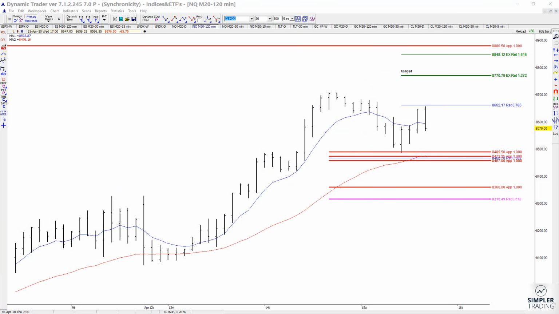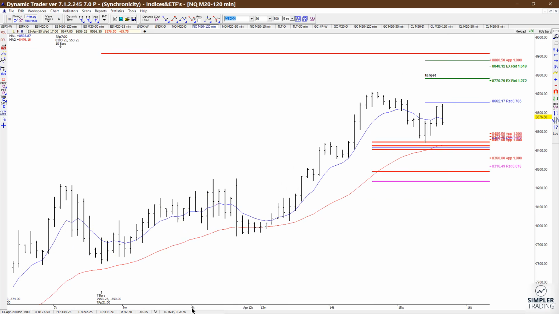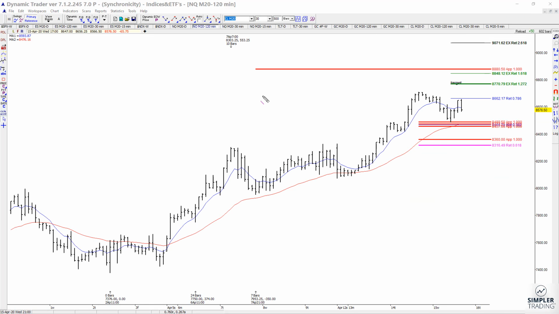Okay, so for the newbies that don't know how to use triggers along with the setup zones that I use, well, I'm going to give you an example. So this is actually a 120-minute chart of NASDAQ futures, and one of the setups that we found this morning was pretty much based on symmetry.